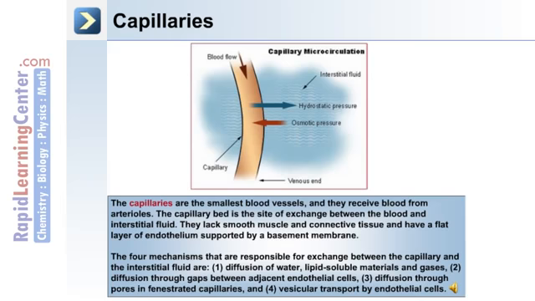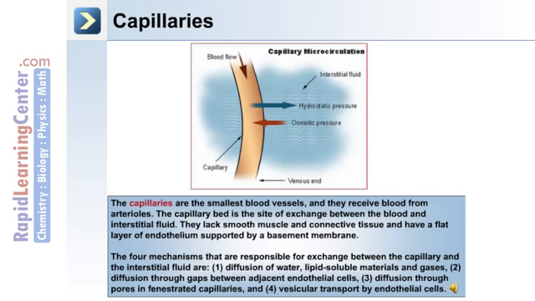As we mentioned, the capillaries are the smallest blood vessels in the body and they receive blood from arterioles. They are the sites of exchange. Shown in this image is the hydrostatic pressure and osmotic pressure that leads to the exchange of ions and liquids between the vascular system and the extravascular system. The capillary bed is a site of exchange between the blood and interstitial fluid. They lack smooth muscle and connective tissue. They have a flat layer of endothelium supported by a basement membrane.